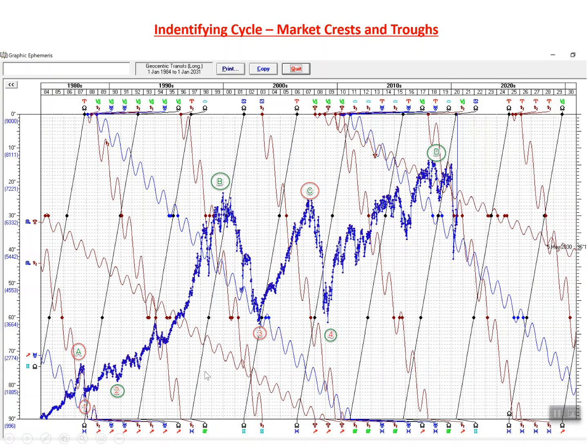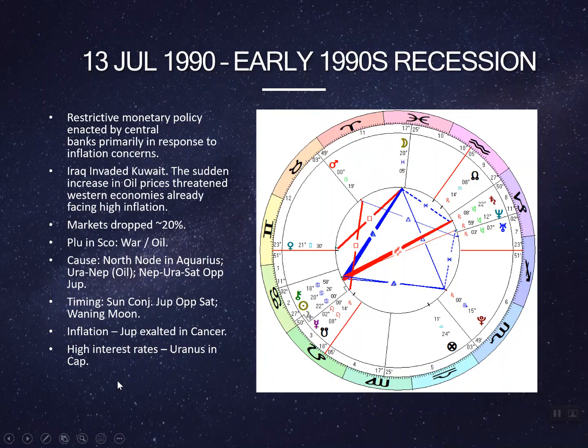So that's enough on Black Monday. What's the next recession that we have on our list? It's the recession of the early 90s. Let's look at that and understand what happened in the early 90s. Well, during that period, there was restrictive monetary policy being enacted by most central banks in Western countries in response to inflationary pressure. So we're just coming out of the period of the Cold War.